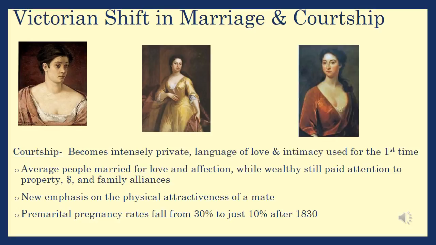And so during this time period, we see that premarital pregnancy rates fall from 30% to just 10% after 1830. So there's really this shift in emphasis towards purity on the part of women.